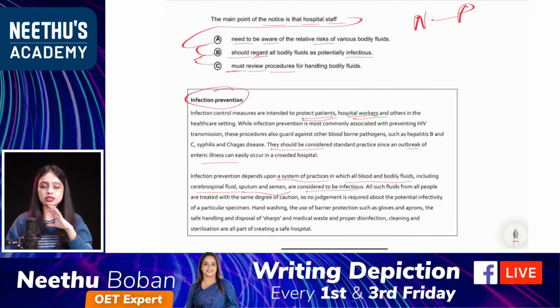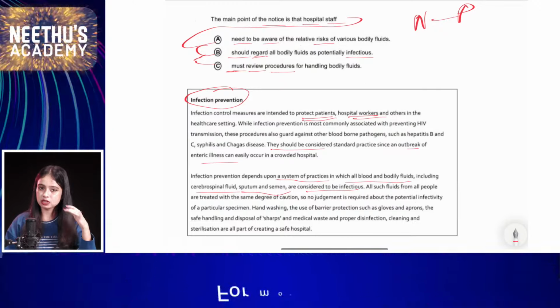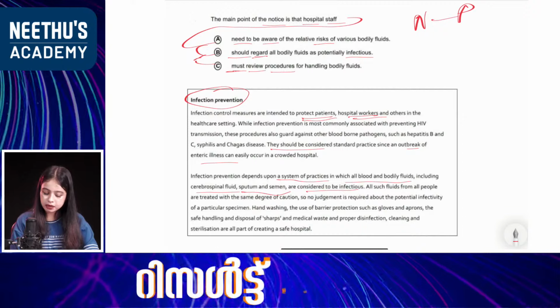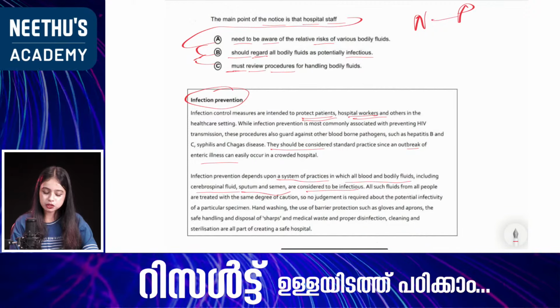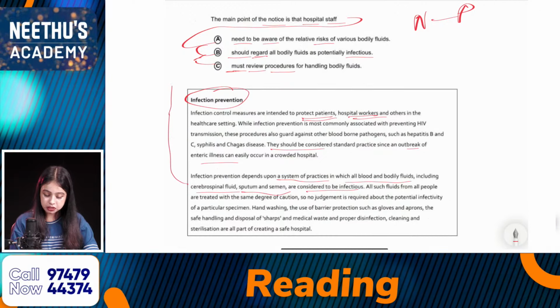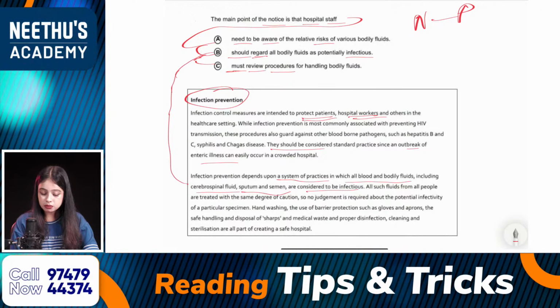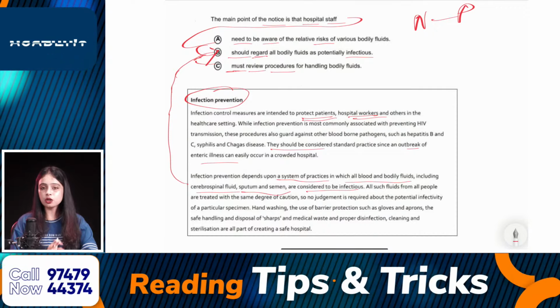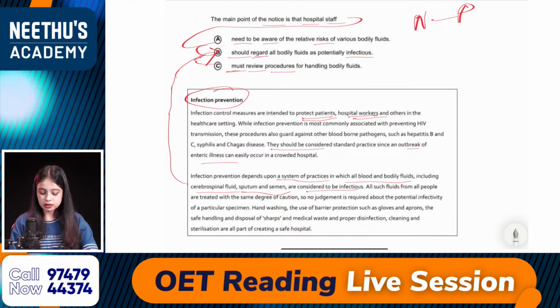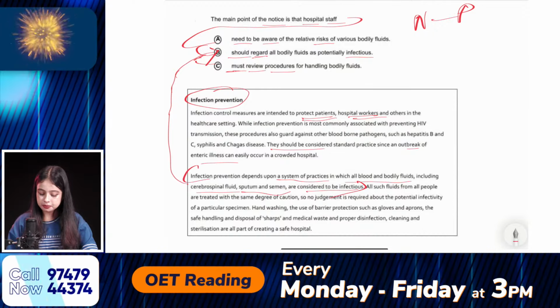That means each and every fluid is considered to be infectious. So from that line, which option can we trace it to? We can trace towards option B: should regard all bodily fluids as potentially infectious. Okay, so that is from this particular line.